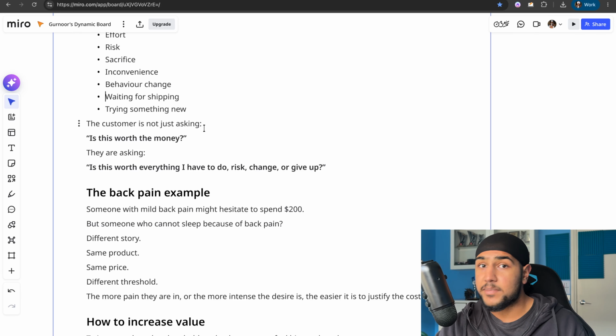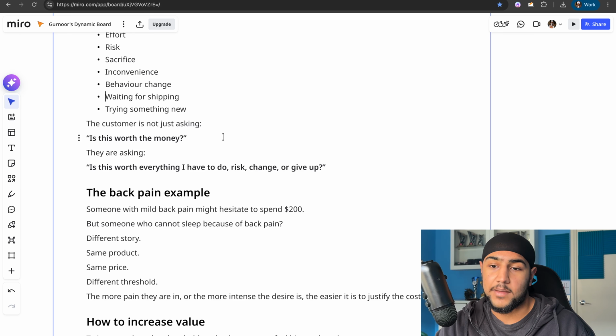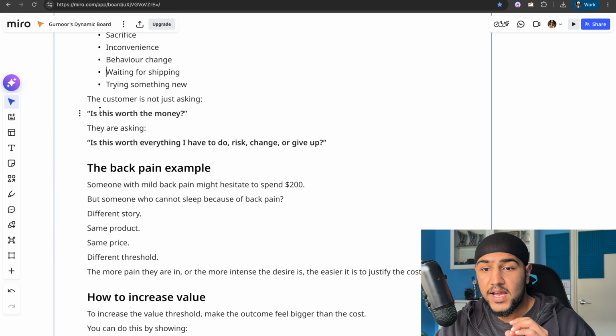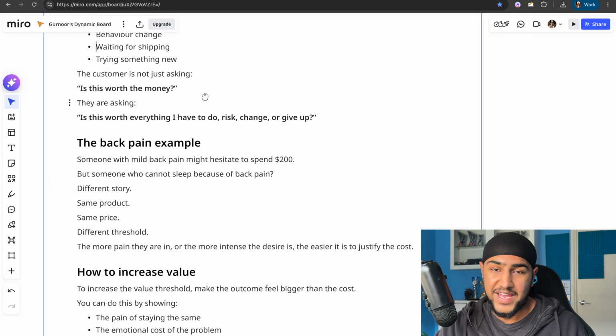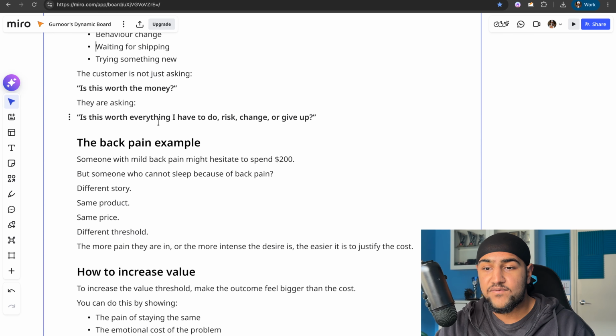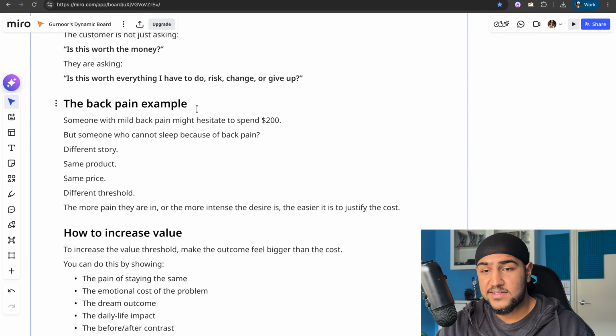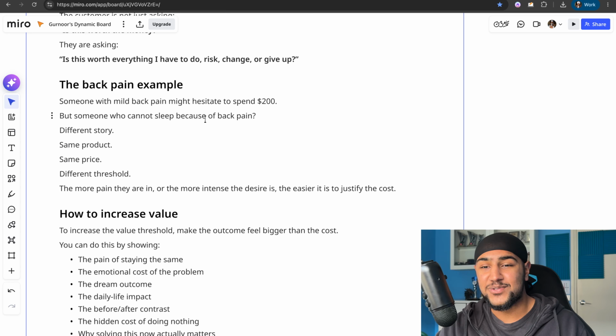Now, they also have to try something new sometimes, right? Which can be a little bit annoying. And the customer is not just asking, is this worth the money? They're actually asking, what do I have to do, risk, change, or give up, all right? The back pain example is something I really like using. So someone with mild back pain might hesitate to actually spend $200, but someone who can't sleep because of their back pain, it's a completely different story, right?